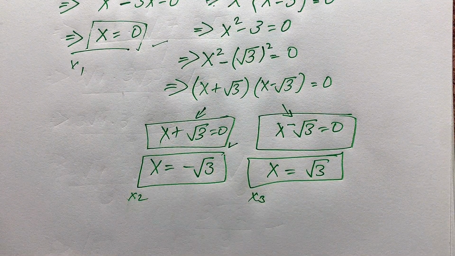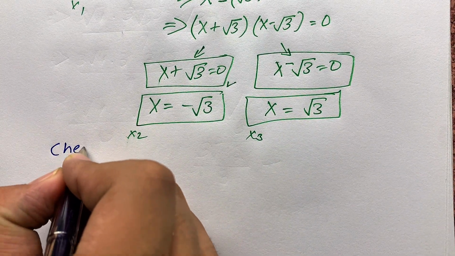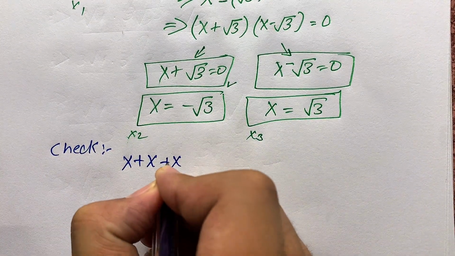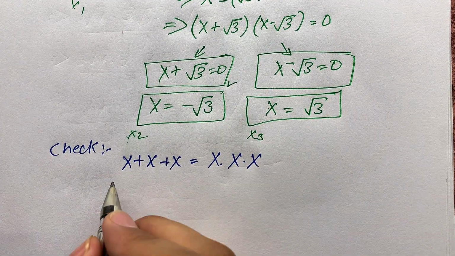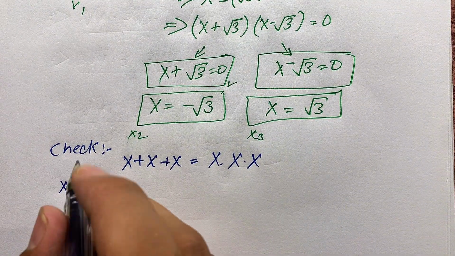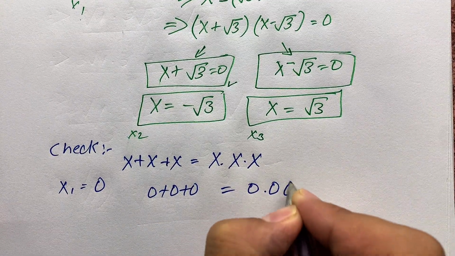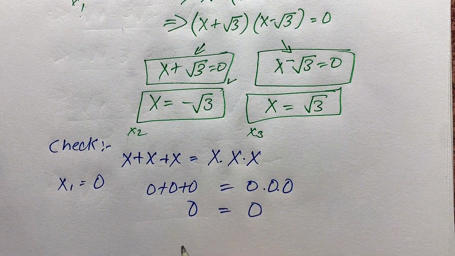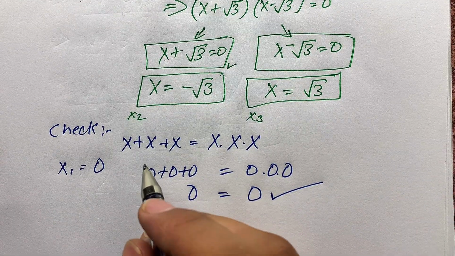Now we are checking our values. Our question is x plus x is equal to x into x. So first we check this x1 is equal to 0, and 0 plus 0 is equal to 0 into 0 into 0. 0 is equal to 0. That is correct. Our left hand side and right hand side are equal.